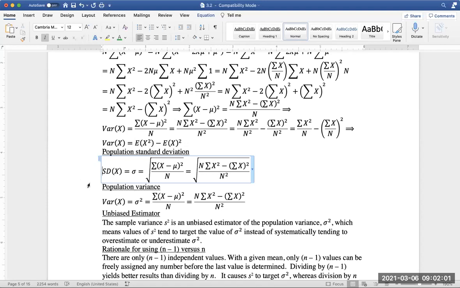Population variance. Well, you just square the standard deviation. So the variance of X, denoted by VAR, capital X, so that I know it's a population variance, can also be denoted by sigma squared, the lowercase Greek letter sigma squared. It is the sum of (x minus mu) squared over n, or if you want to use the simplifying computational formula, it is n times the sum of x squared minus the sum of x quantity squared, all divided by n squared.